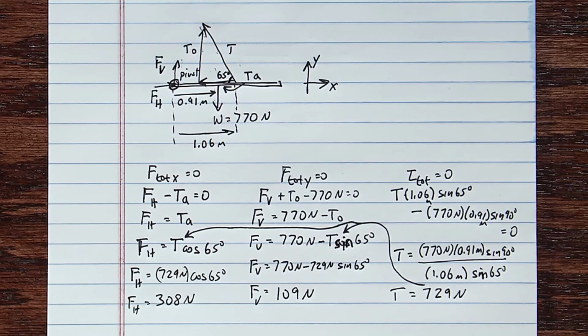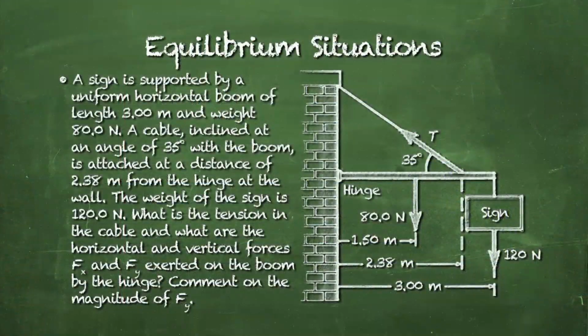Let's take a look at another example. A sign is supported by a uniform horizontal boom of length 3 meters and weight 880 newtons. A cable inclined at an angle of 35 degrees with the boom is attached at a distance of 2.38 meters from the hinge at the wall. The weight of the sign is 120 newtons. What is the tension in the cable, and what are the horizontal and vertical forces, Fx and Fy, exerted on the boom by the hinge?